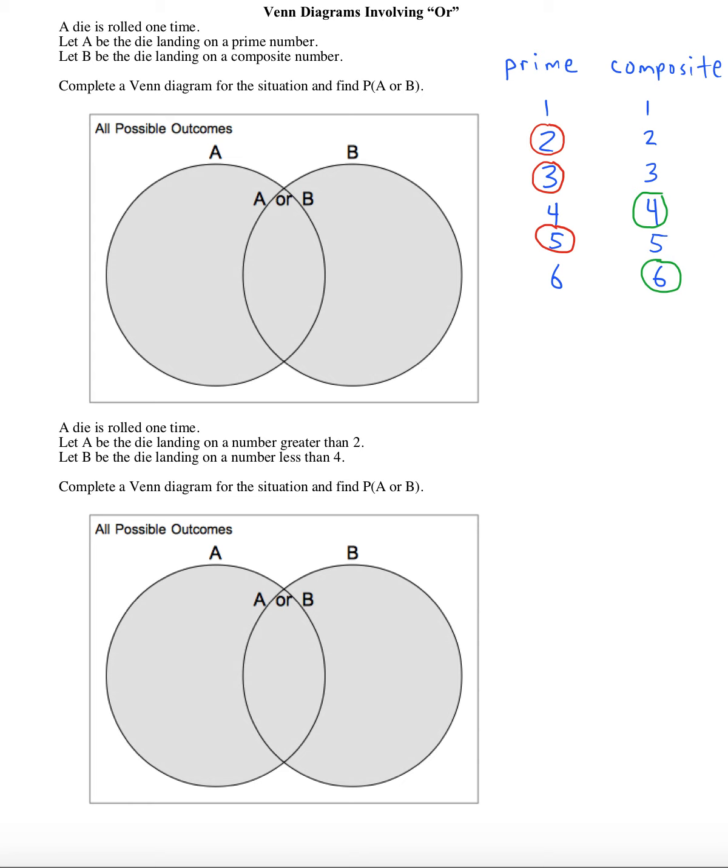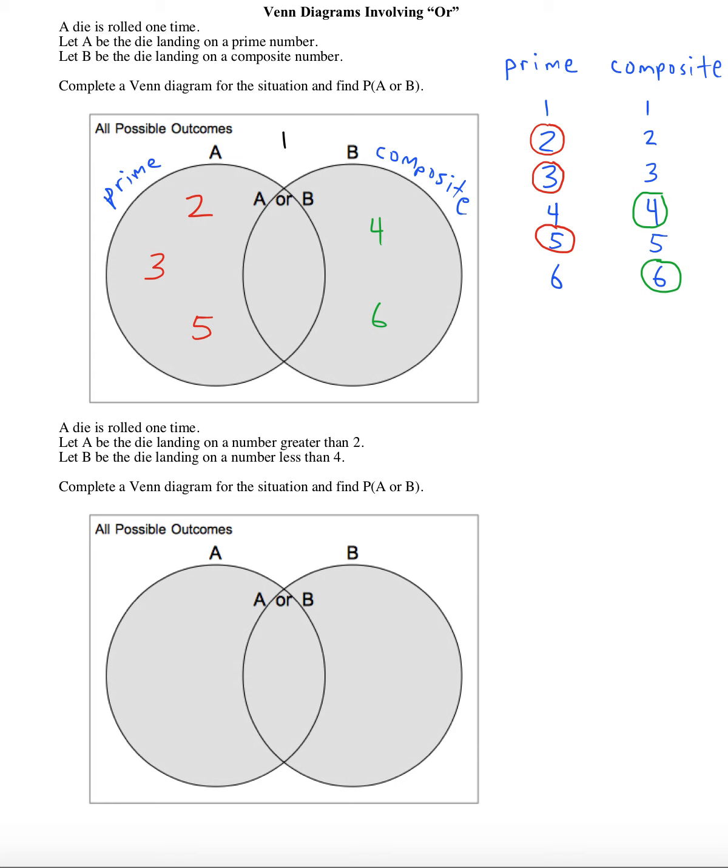All right, we want to place these primes and composites into their correct bubbles, in their correct areas in the Venn diagram. And as we can see, there are no numbers that are both prime and composite. So for that reason, 2, 3, and 5 will be in the A only region, 4 and 6 will be in the B only region, and 1 will actually go outside both bubbles.